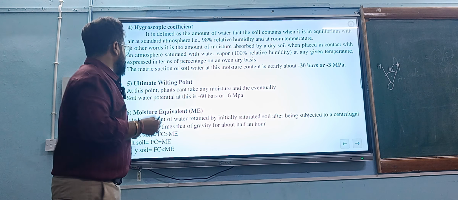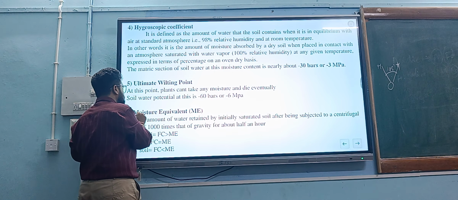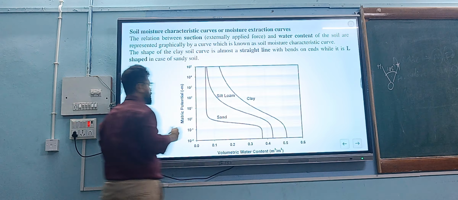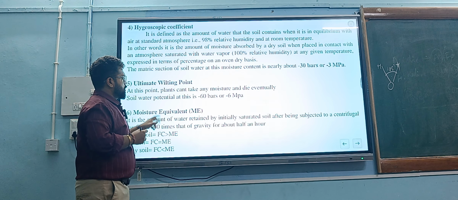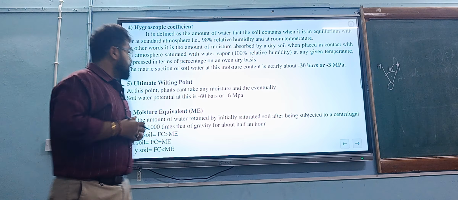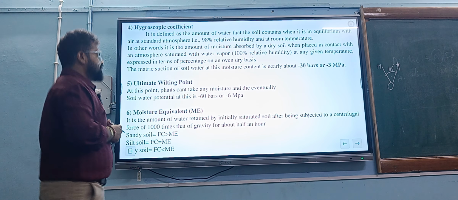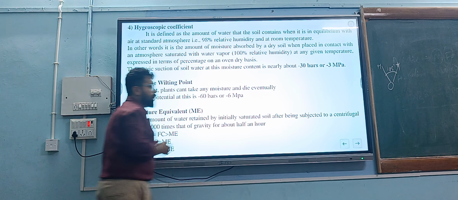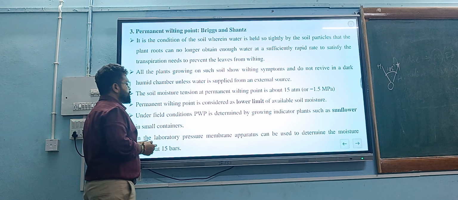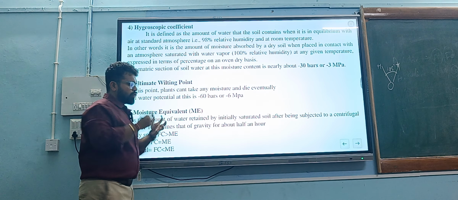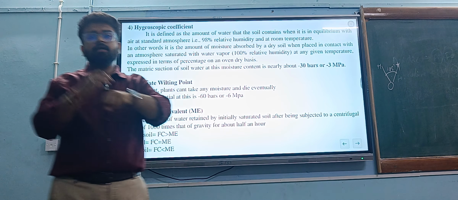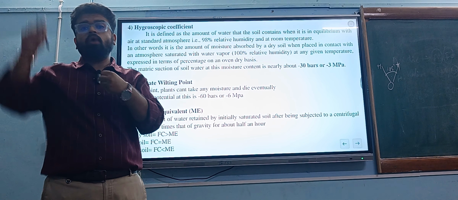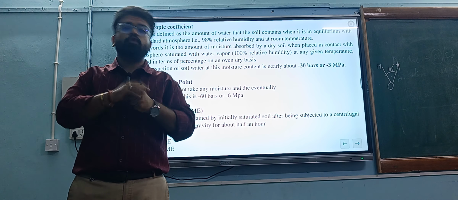Then there is another term called moisture equivalent. It is the sixth soil moisture constant. What is moisture equivalent? The amount of water retained by an initially saturated soil after being subjected to a centrifugal force of 1000 times that of gravity for about half an hour. We call it moisture equivalent. So if you consider a soil sample, place it in a centrifuge and apply a force equal to 1000 times gravity for half an hour, 30 minutes, after that you measure the moisture content in the soil.